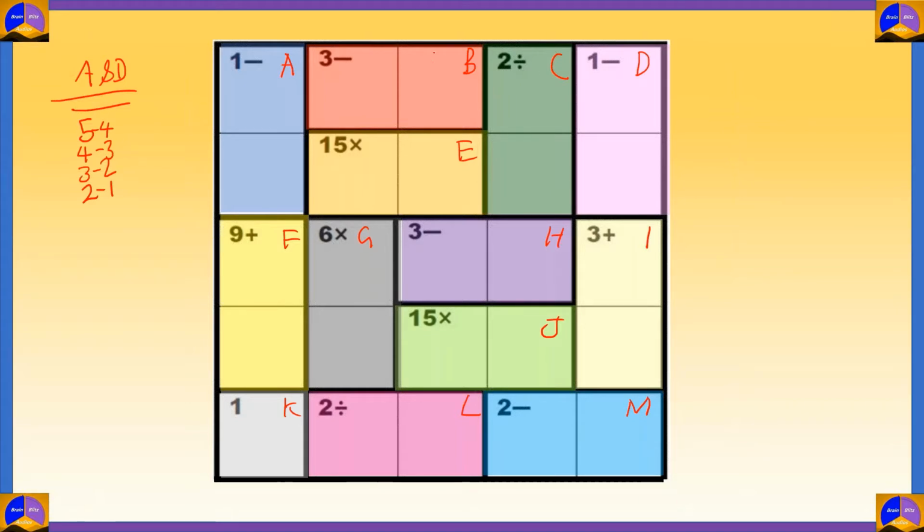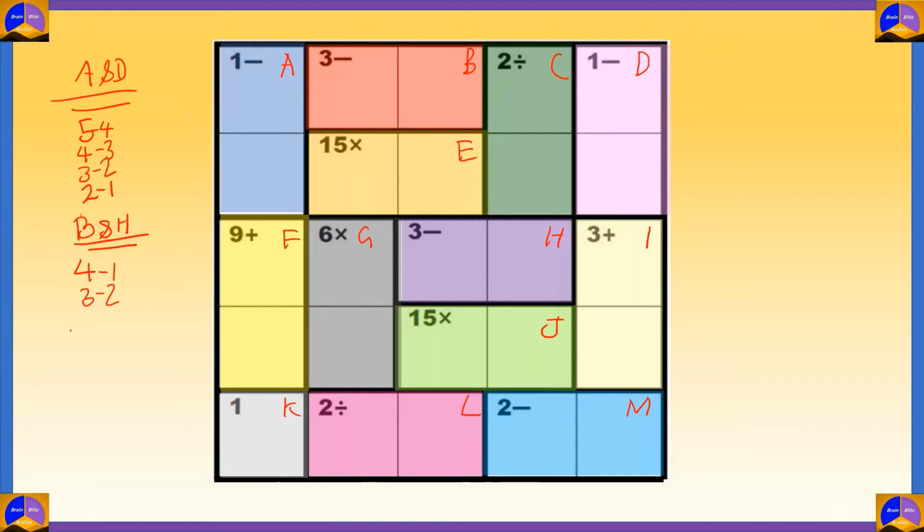Now similarly, cage B and cage H are similar, so they will have the same options. Both of these cages have two cells and the operation is subtraction. After subtracting, our result must be 3. So the options are 4 minus 1 and 3 minus 2.